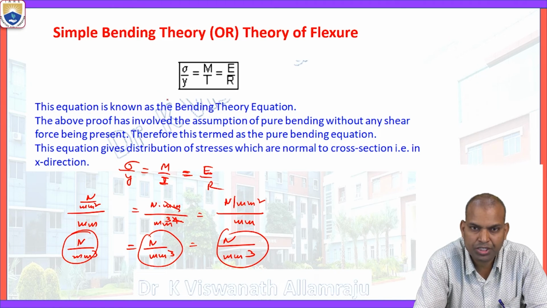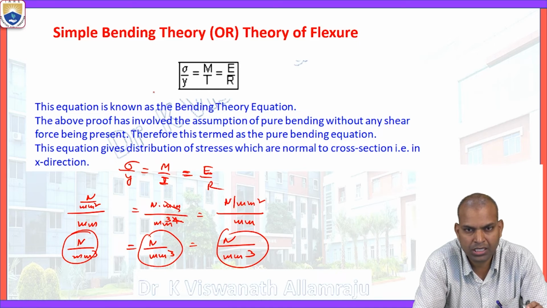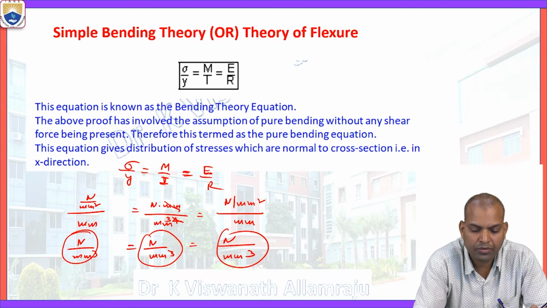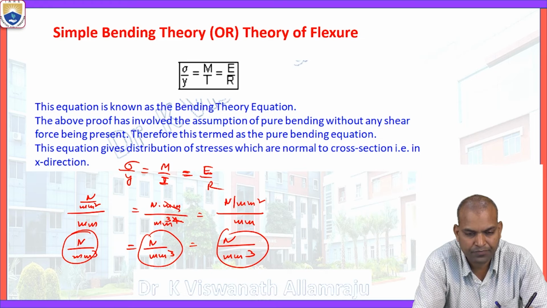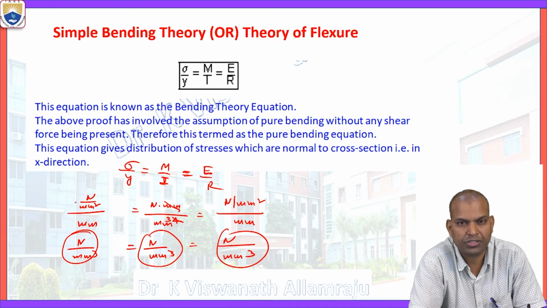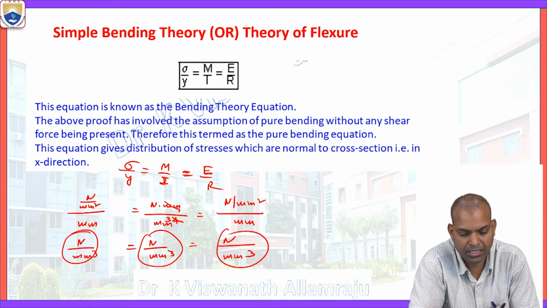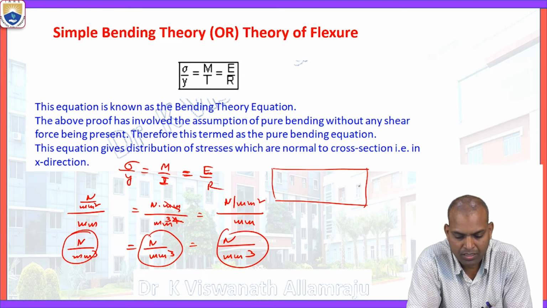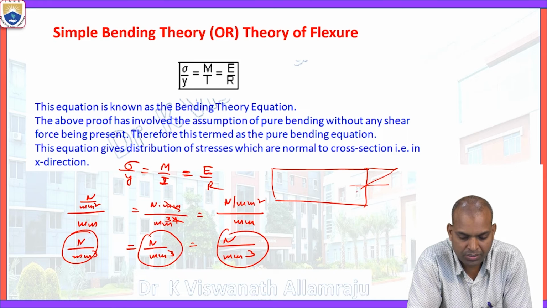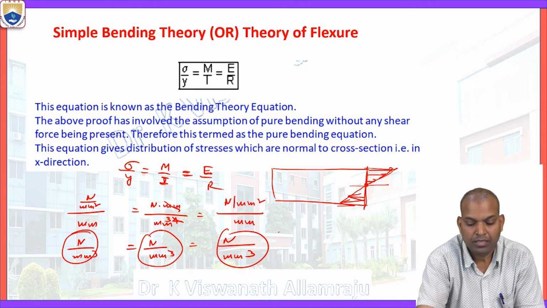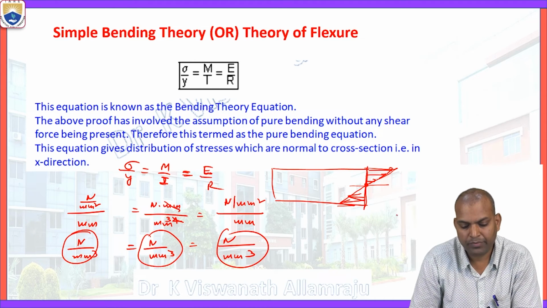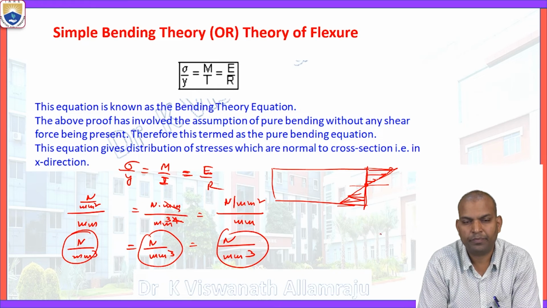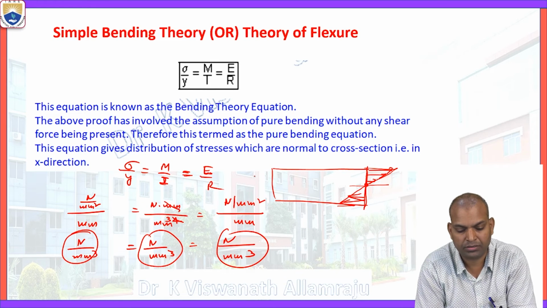And what does this equation give? This equation gives the distribution of the bending stresses, which are normal to the cross section, that is in the x direction. If we consider the section here, these are the variation of the stresses. So normal to the cross section means parallel to the x direction.